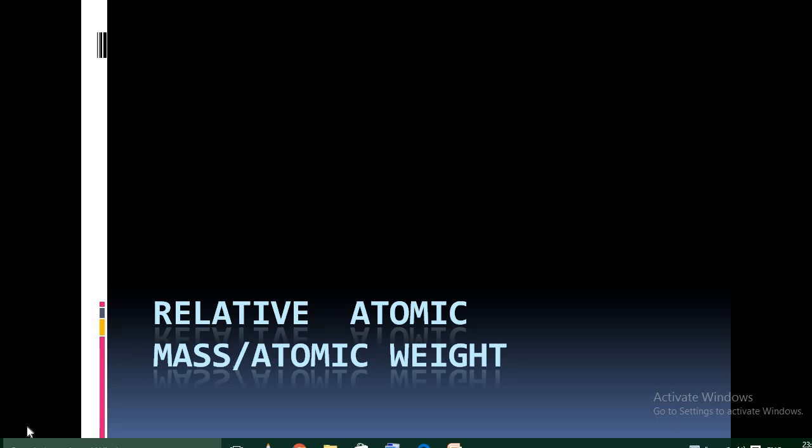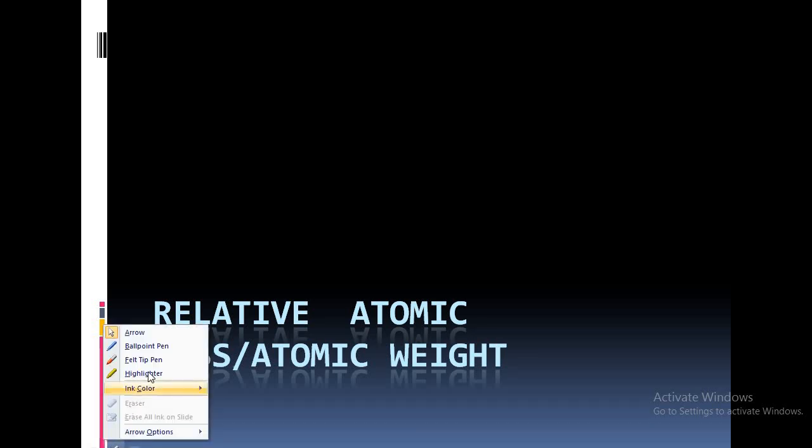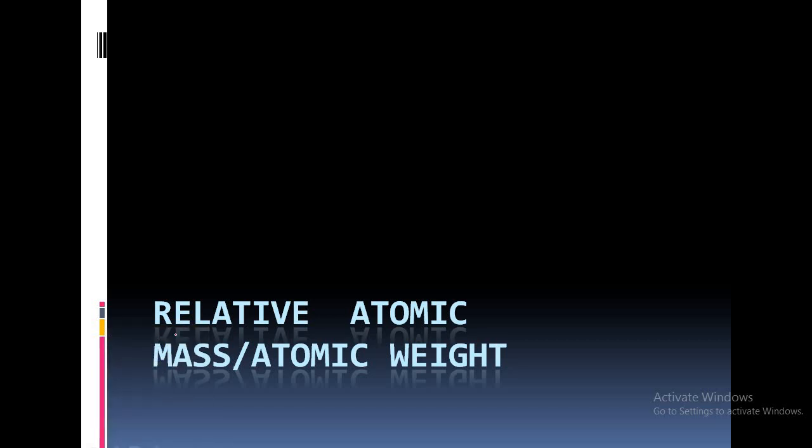Good morning, students. So today we have to start with the next part of chapter 1, that is 1C. And in this part we have to study about the relative atomic mass or atomic weight. So let's start with the class.